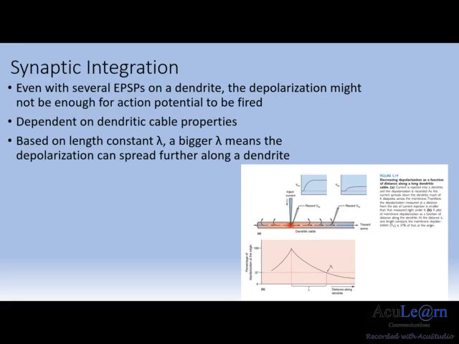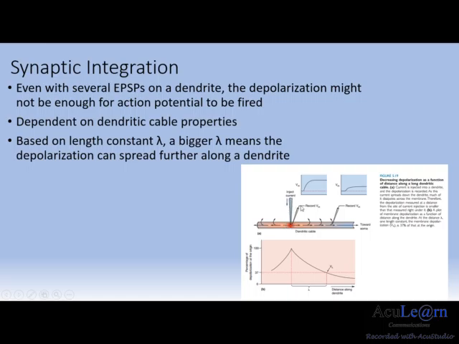Despite having several EPSPs on the dendrite, the depolarization still might not be sufficient to generate an action potential. The ionic current that enters at the site of the synapse still has to spread across the entire dendrite, through the soma, and arrive at the spike initiation zone to depolarize it beyond threshold levels to initiate an action potential.